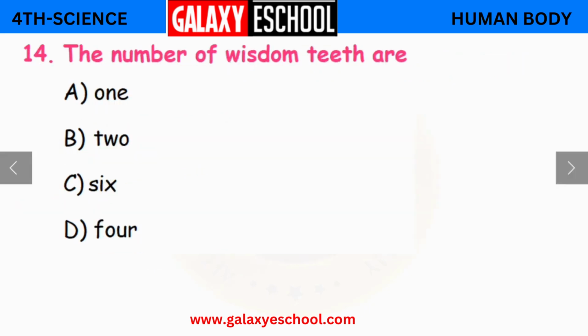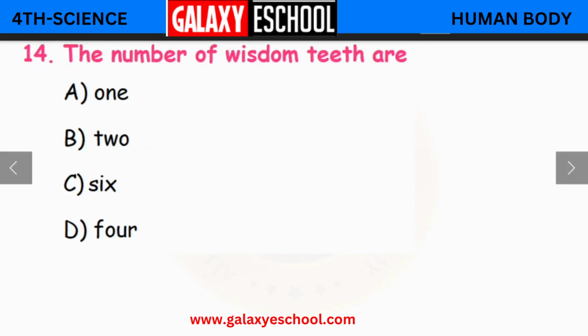Clear children? Now 14th question, the number of wisdom teeth are. So how many are there? 1, 2, 6 or 4? So we'll be having 2. Okay, so wisdom teeth, 2.